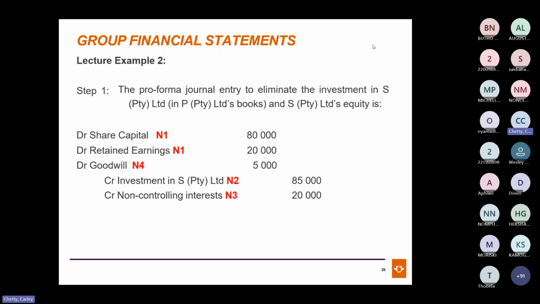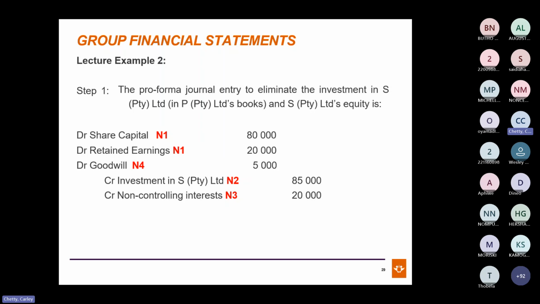So remember the debit here, these debits to share capital and retained earnings, this is the elimination of 100% of the equity of the subsidiary at acquisition. So here we are eliminating the share capital and retained earnings of the subsidiary, which is S, on acquisition. Then, similar to the previous example, we are going to credit the investment in S with 85,000 Rand because that is what was paid.